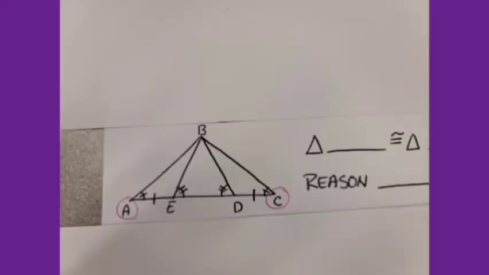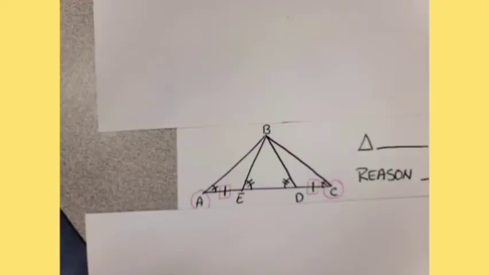So for this problem, we have a lot more information. We know 4 angles and 2 sides. So let's start with the angles. A and C both have 1 hash mark, so that means they are congruent to each other. Side AE and side CD are both the same size, so those are congruent also.